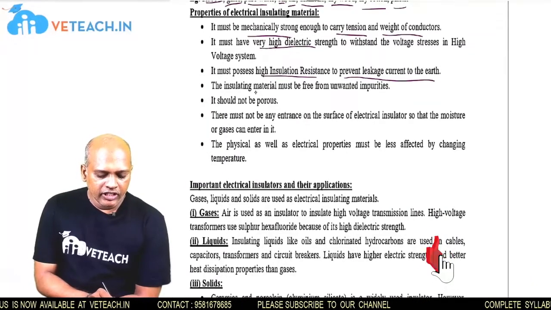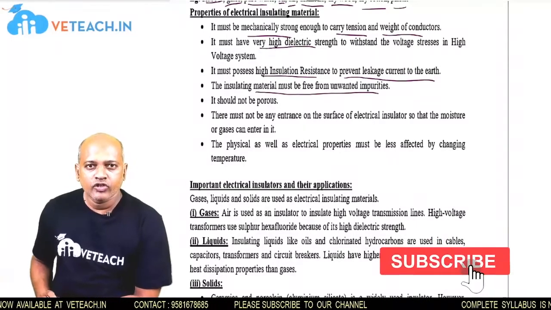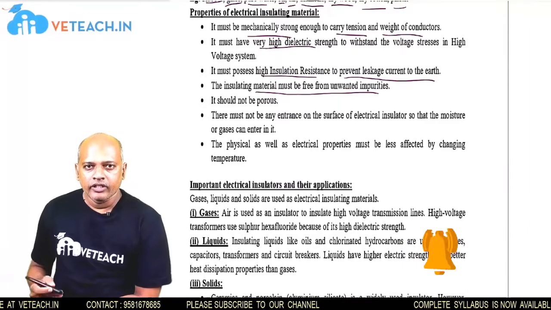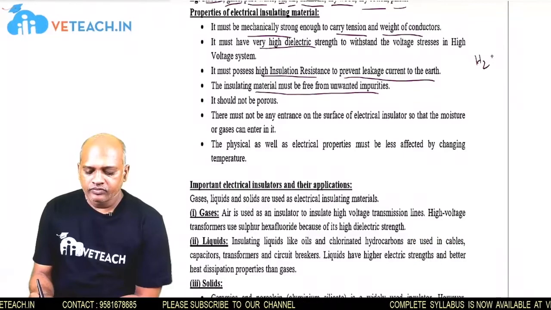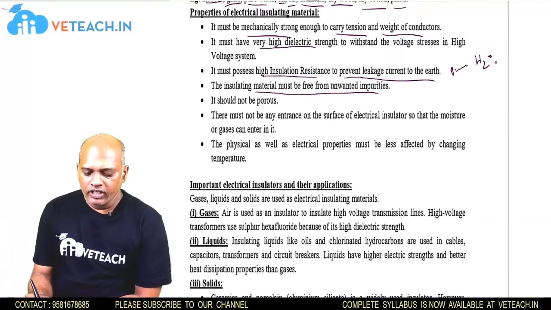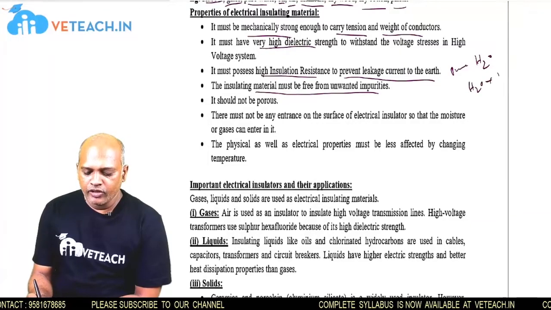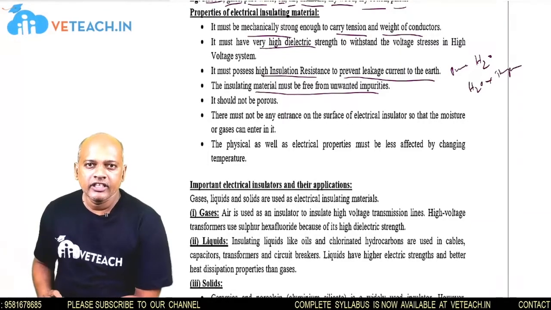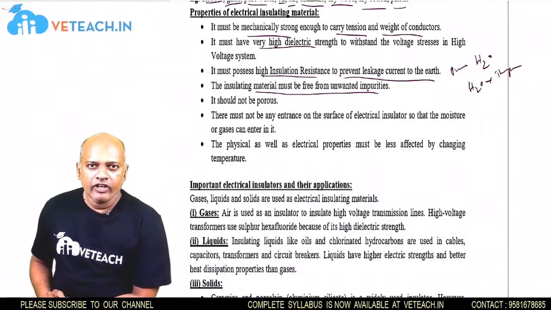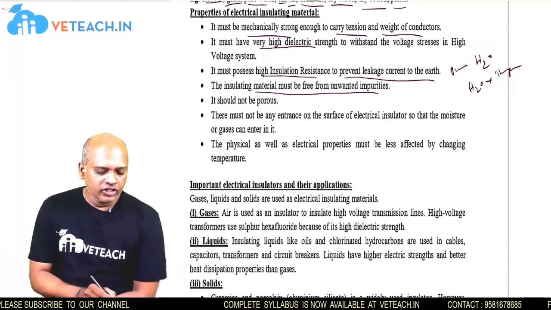The next one is that an electrical insulator should not contain any unwanted impurities. As in the case of water, pure water only acts as an electrical insulator. If this water contains any impurities, it cannot act as an insulator. So any electrical insulator cannot have any unwanted impurities.